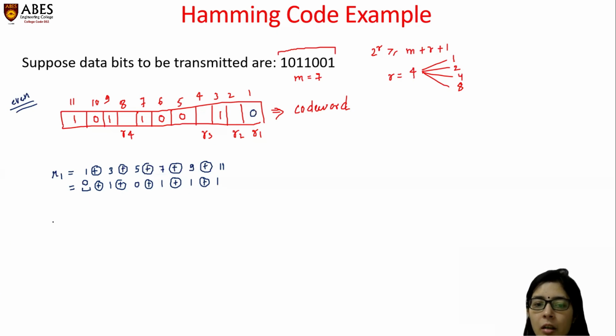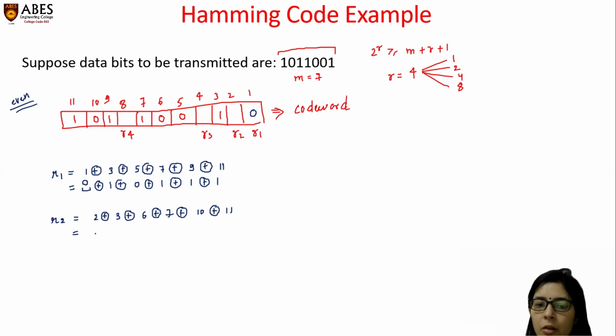Now again, we will calculate the redundant bit R2. For calculating the redundant bit R2, we will start with 2. We will take two values, 2, 3, and then we will skip 4, 5, and then we will take 6, 7, and then we will skip 8, 9. Then we will take 10 and 11.